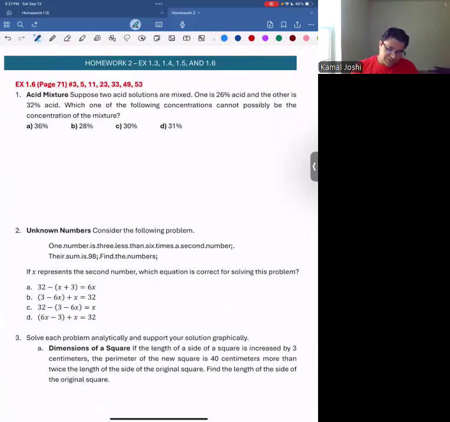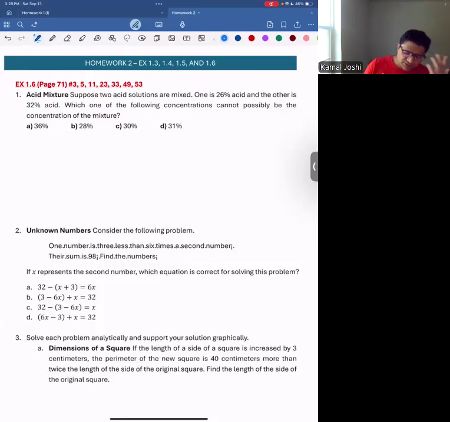Acid mixture. Now we are solving word problems basically. I think this exercise is about solving word problems. Okay, and this will take a while. So let me do the first problem in this video, at least, and we will do more in the next ones. Suppose two acid solutions are mixed. One is 26% and the other is 32%. Which of the following concentrations cannot possibly be a concentration of the mixture?